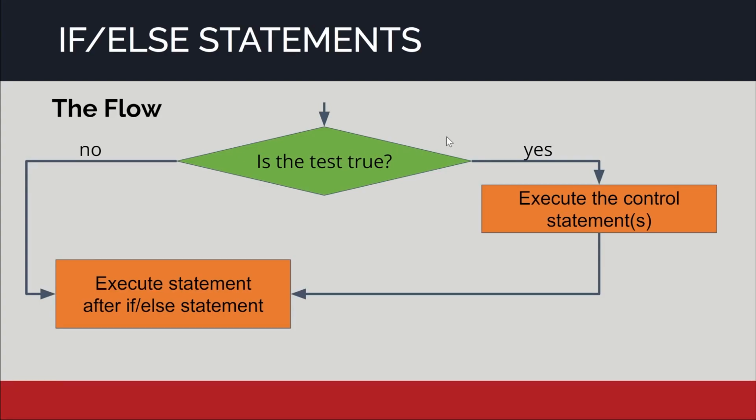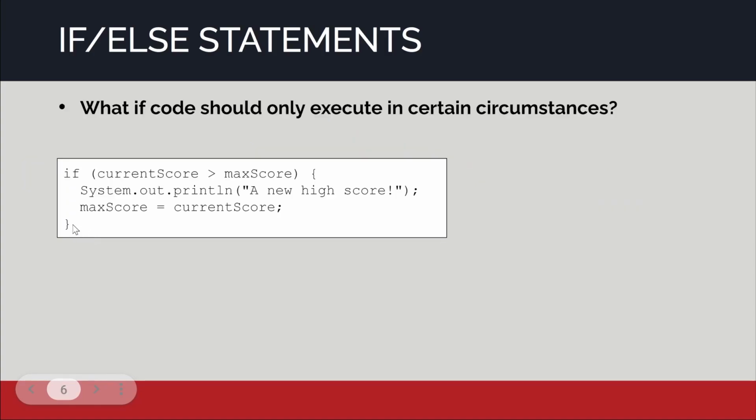If it's true, then we execute the control statements, which is the body of the if statement. If it's not, then we skip the body of the entire if statement, and we resume executing after the end, after this closing curly brace. So if the test is true, do this. If not, just skip to the end and continue on.